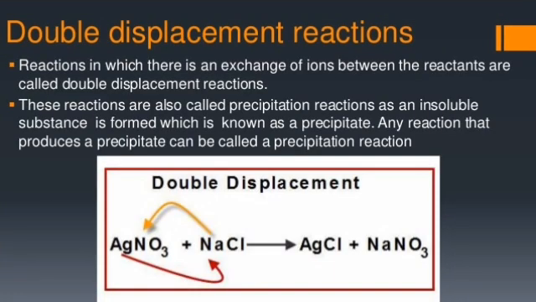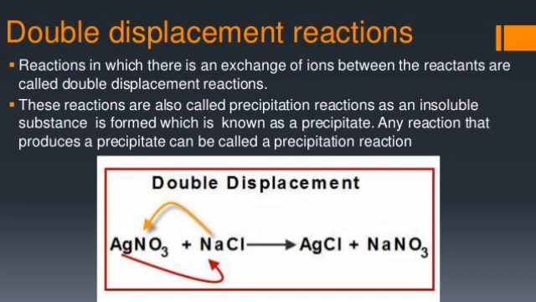Now, double displacement reactions. Reactions in which there is an exchange of ions between the reactants are called double displacement reactions. In these reactions, there is the formation of an insoluble substance that is known as a precipitate, and as such these reactions are sometimes also known as precipitation reactions. So any reaction that produces a precipitate can be called a precipitation reaction.